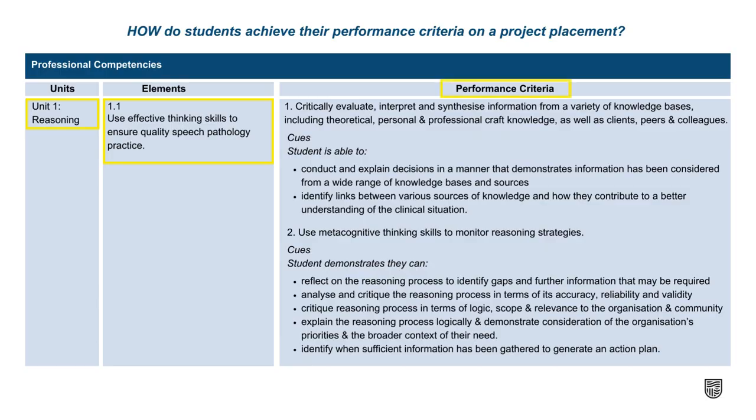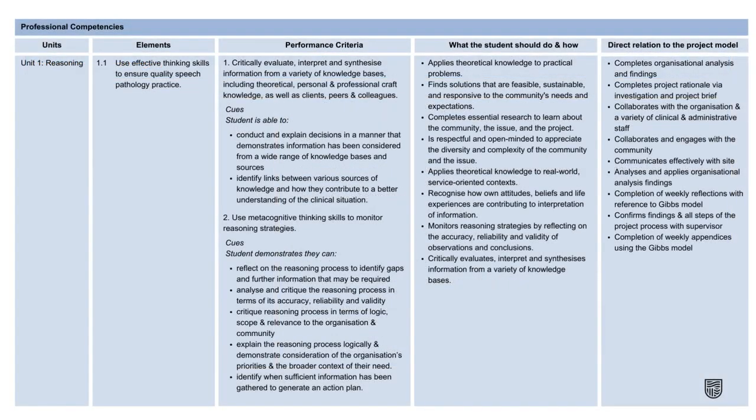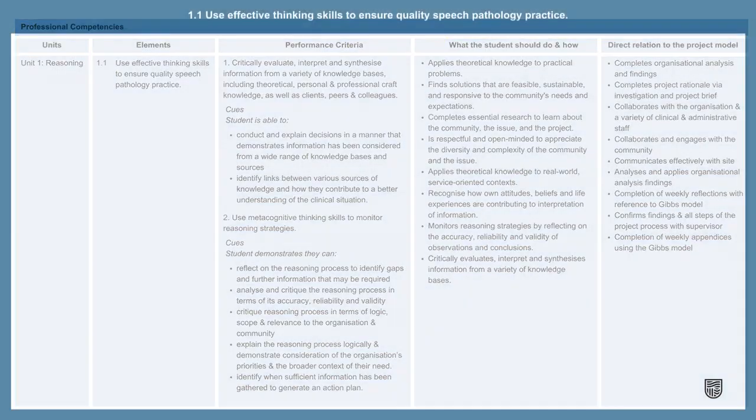The performance criteria is included in the manual, so I'm going to focus on what the student needs to do to demonstrate competency based on the performance criteria. I have created a document that explains fairly simply what the student needs to do based on the performance criteria and how that directly relates to the project model. So, what do they need to do to be competent?